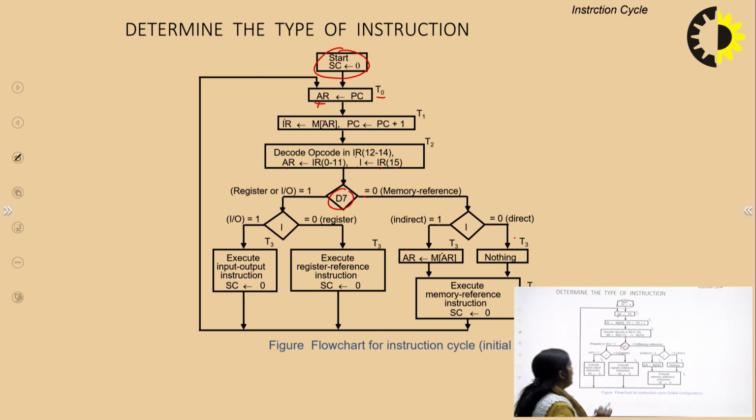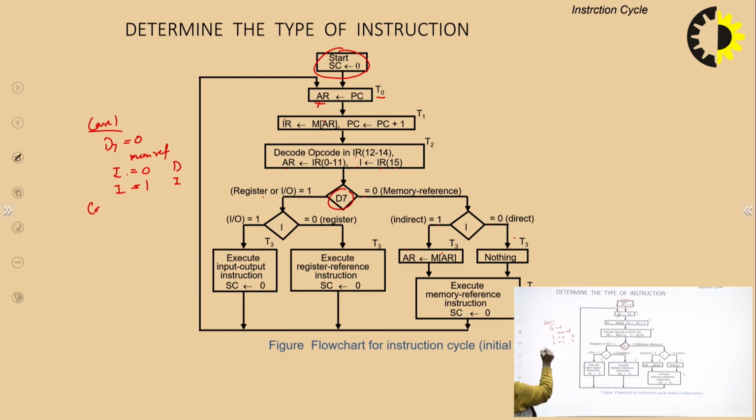Fine. And next, there is a D7 value is 1. If the D7 value is 0, the instruction is definitely a memory reference instruction. And then you have to check the I value. I value is 0, so direct addressing mode. If I equal to 1, then indirect.